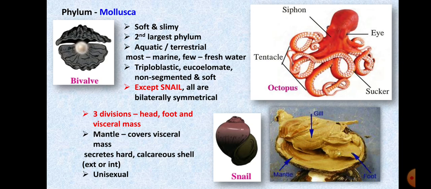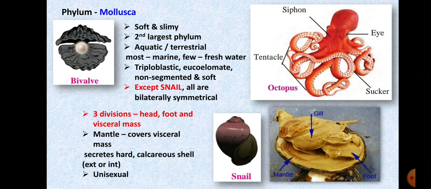Triploblastic, obviously they are evolved. Eucoelomate, non-segmented. Their body is non-segmented, but very, very soft. If you have ever taken a snail or an octopus in your hand, you might have found that it is so soft. Even just by looking at the external features, you will come to know they are very slimy. Like in Hindi or Marathi we say chikat sarka asto, sticky. So they are like that.